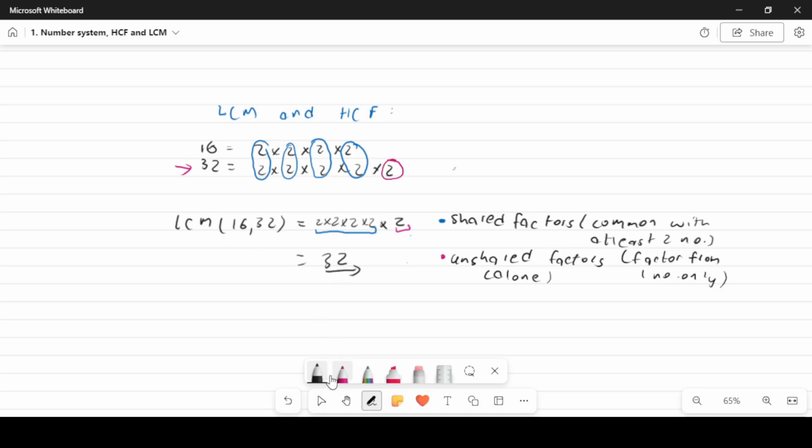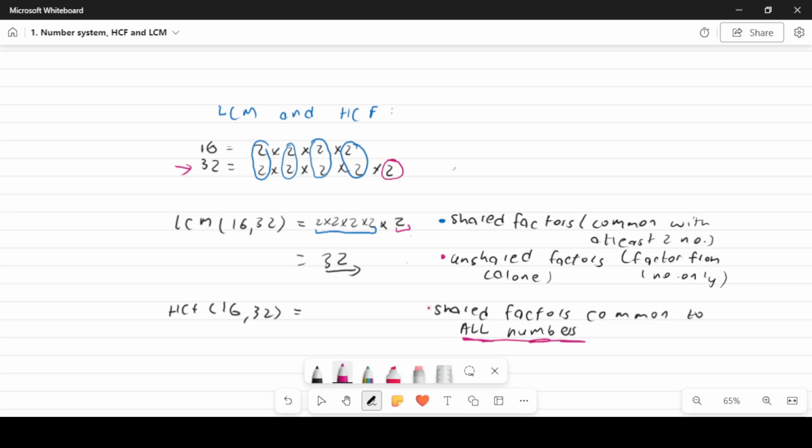Now, if you have to find the HCF, what is the rule involved in finding the HCF? So the HCF between 16 and 32. HCF: take only shared factors common to all numbers. Now remember this, we have to highlight this. Shared factors common to all. That's very important. All numbers. All right. So remember, I use the word here, all.